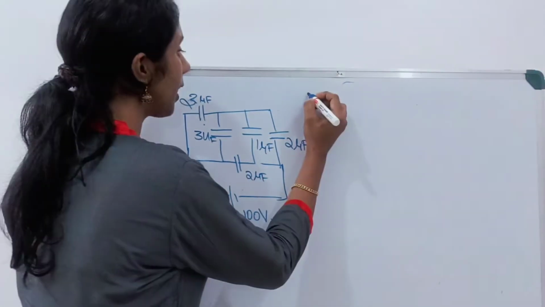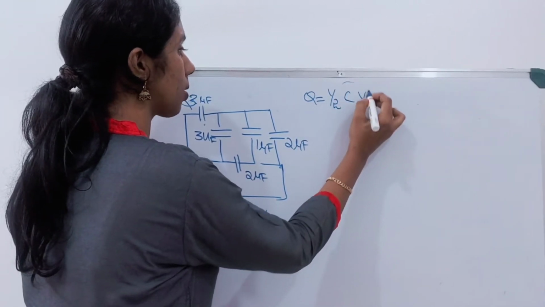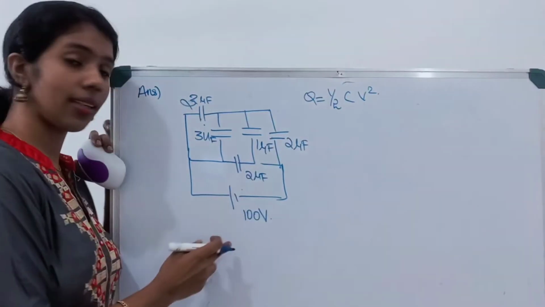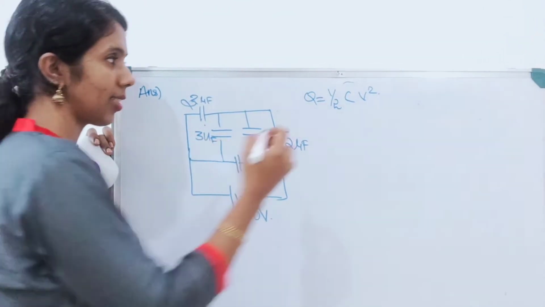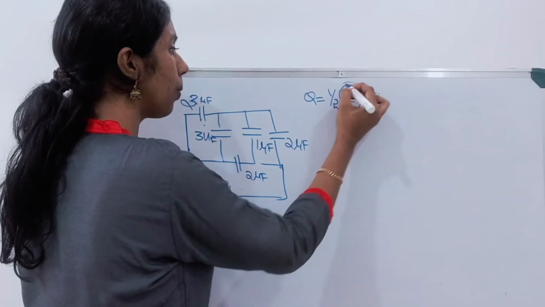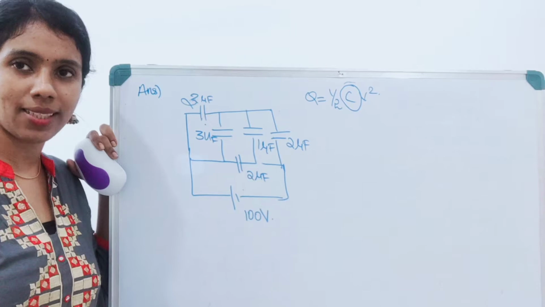So according to the equation of total energy, U is equal to half CV square. V is given in the question, it is 100 volt. In order to find the total energy, initially you have to find the equivalent capacitance of this figure. So we will find the equivalent capacitance.